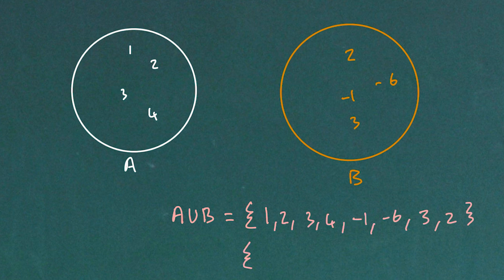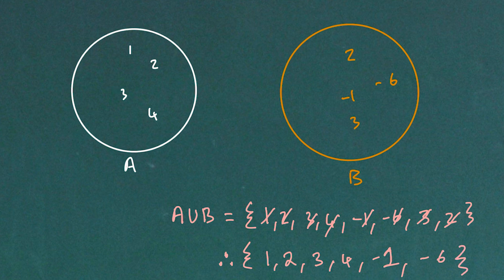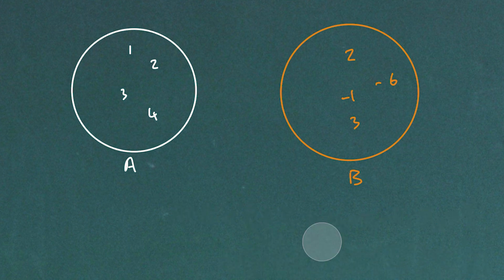But also remember, repeated elements in a set are treated like single elements. So repeated numbers such as 2 and 3 are treated like single elements instead, and only mentioned once in the brackets. Again, that's because a set is a well-defined collection of objects, and it doesn't matter whether something's repeated or not, it's still well-defined.